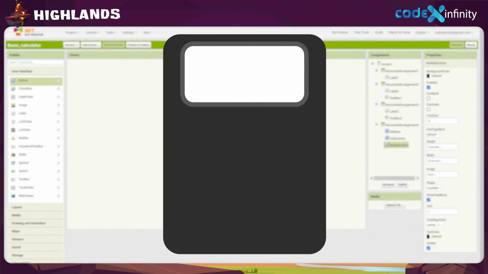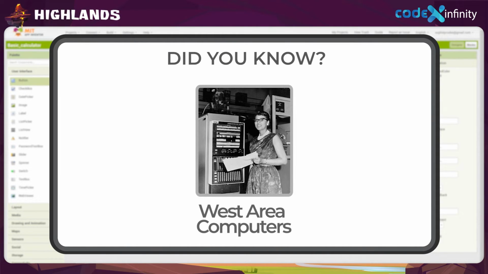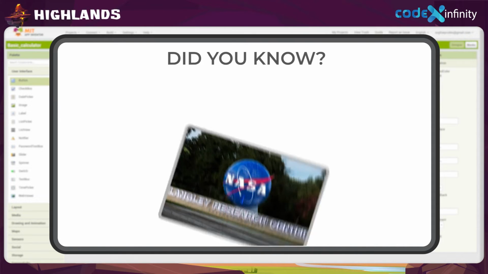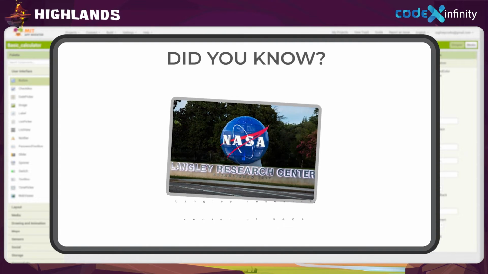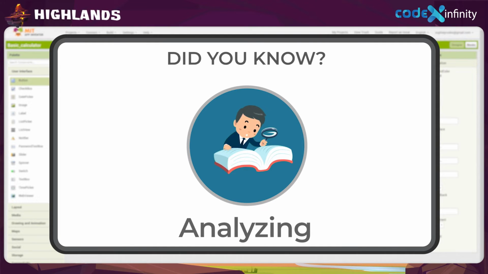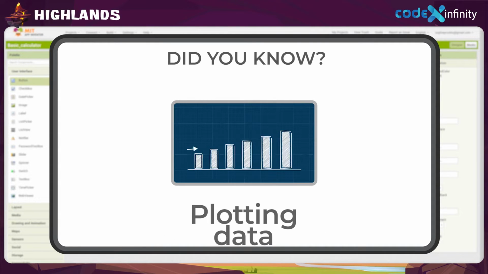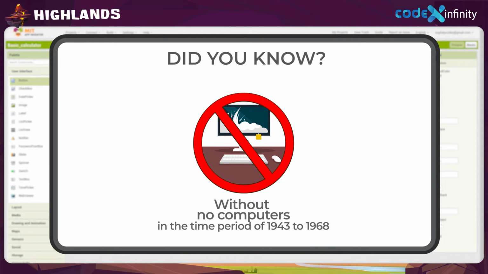Have you ever heard about PGE computers? It was the name for the group of African American female mathematicians who worked as human computers at the Langley Research Center of NACA in USA. Their work included reading, analyzing and plotting data without computers but all by their hands. They were active in time period of 1943 to 1968 and were subjected to large-scale racial discrimination.